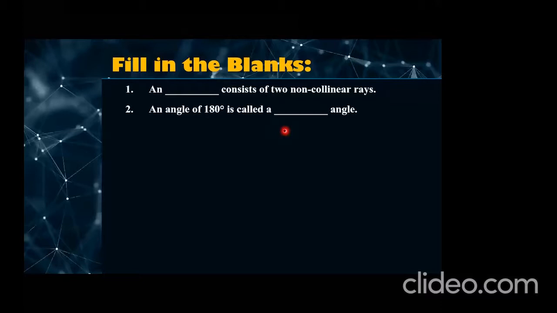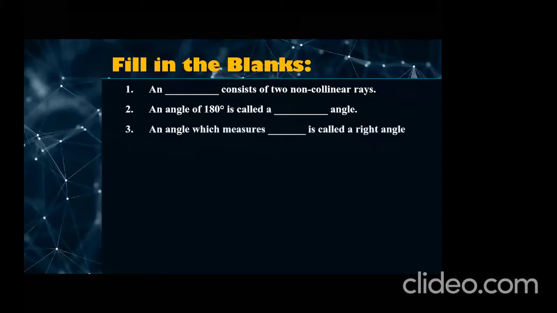Very good. Now the answer of this one. Yes, it is called a straight angle. An angle which measures dash is called a right angle. Yes, an angle which measures 90 degree is called a right angle.